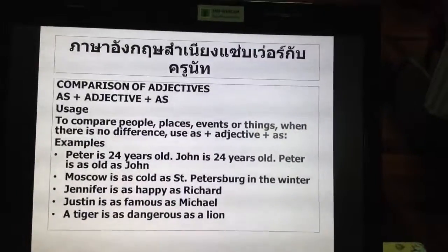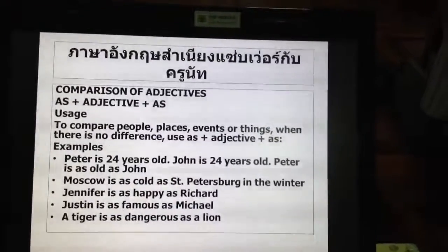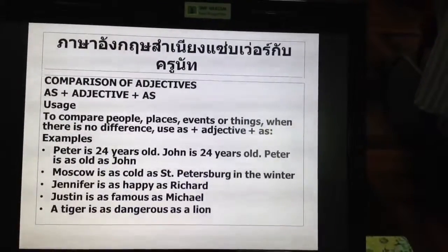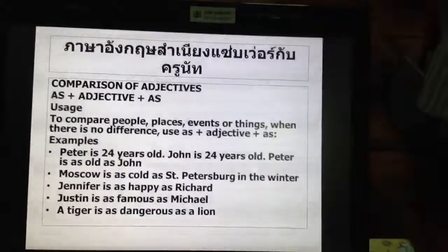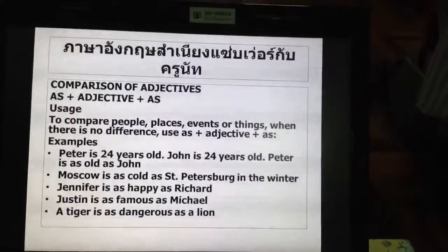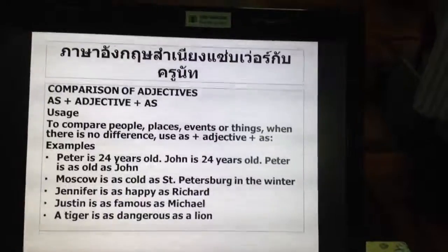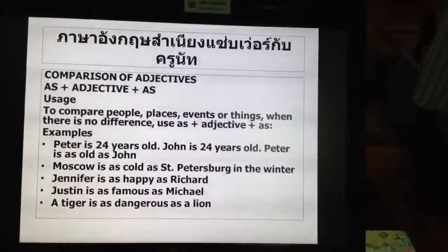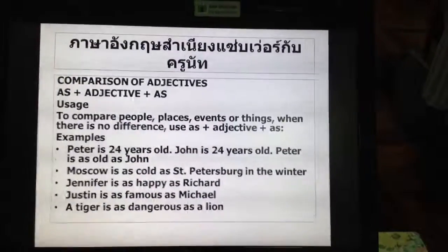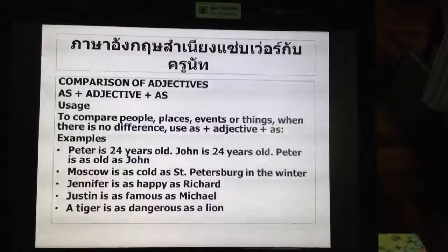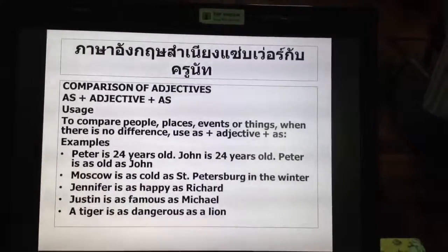Comparison of adjectives: as plus adjective plus as. Usage: to compare people, places, events, or things when there is no difference, use as plus adjective plus as. For example, Peter is 24 years old. John is 24 years old. Peter is as old as John. Moscow is as cold as St. Petersburg in the winter. Jennifer is as happy as Richard. Justin is as famous as Michael. A tiger is as dangerous as a lion.